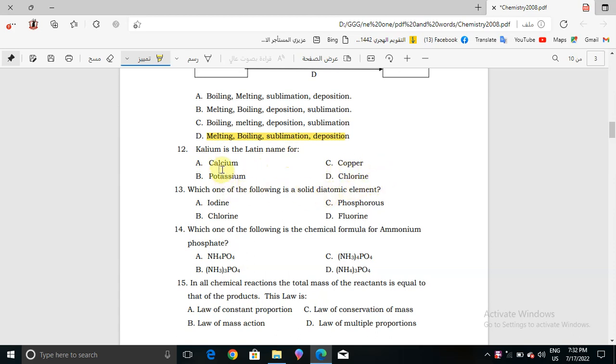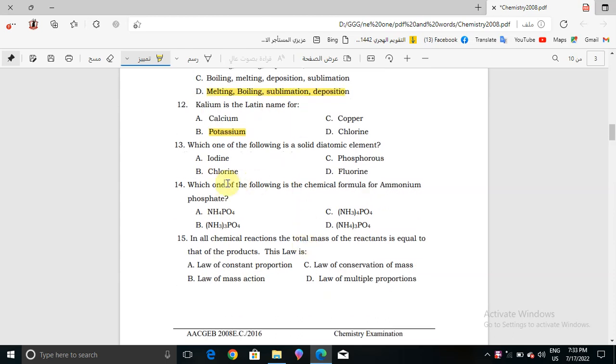Here calcium, its symbol is Ca, so it's not the correct answer. Copper, its symbol is Cu. Chlorine is Cl, but potassium is K. So potassium, its Latin name is written kalium. So the correct answer for question number 12 is choice B.